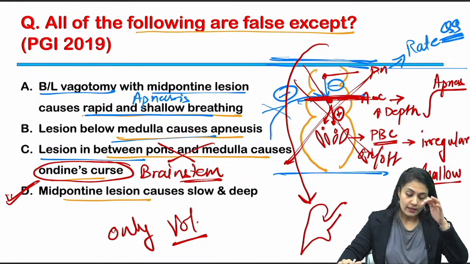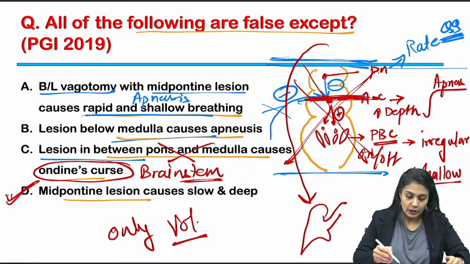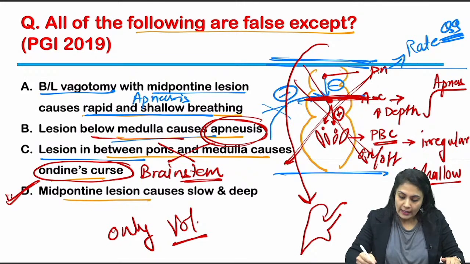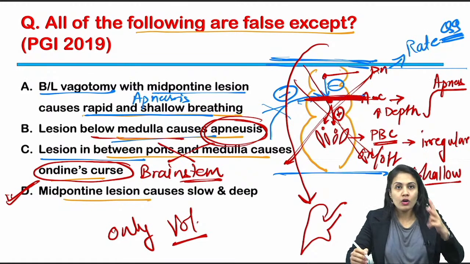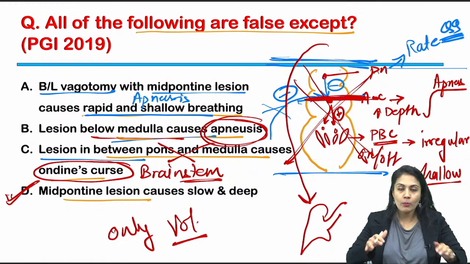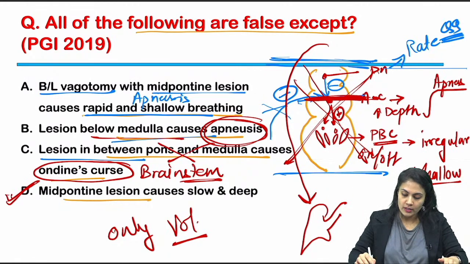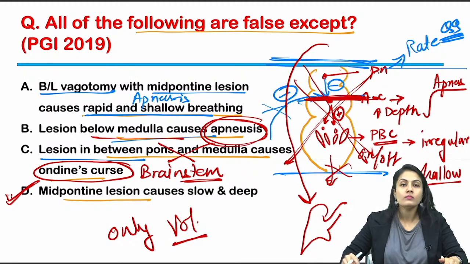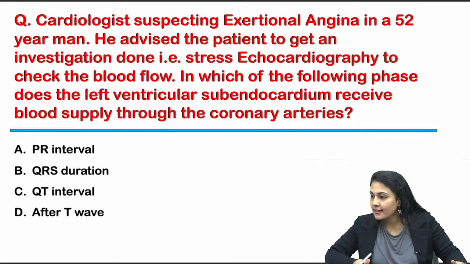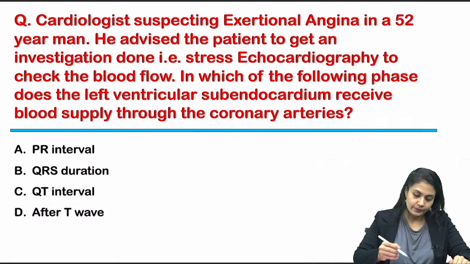Okay, and some of you answered B, lesion below medulla causes apneusis. No, bilateral vagotomy plus mid-pontine lesion will cause apneusis. Below the medulla everything will be gone. No signals will reach the lungs. Okay, let's move on to the next thing, sleep apnea, right?